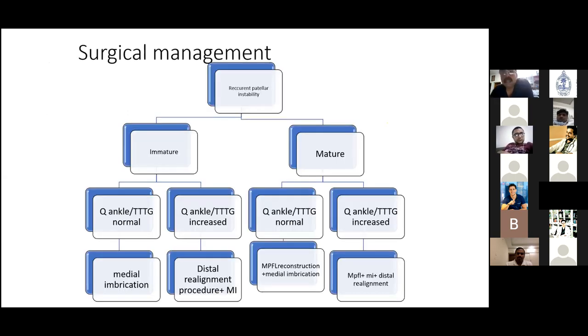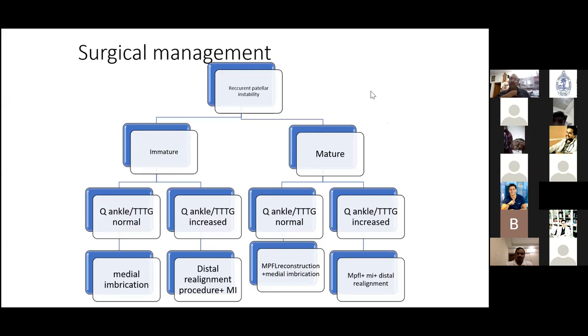So surgical management basically depends on, as I have told you, the acute setting in a skeletally immature patient, which I have already elaborated on. In a skeletally mature patient, again, if you have an osteochondral fracture, you go in and do a repair initially. Otherwise, you just leave him immobilized. Wait, and if it is dislocating again, you have to go in.